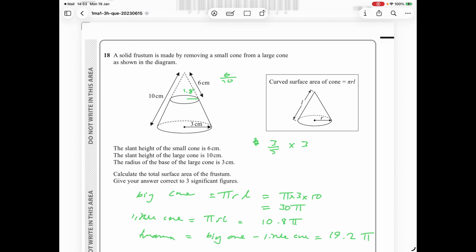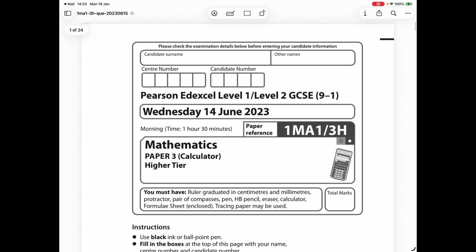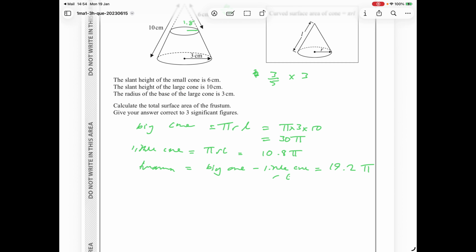And then we actually are going to have to times that by pi. And then we're going to have to convert it to standard decimal form. So it's 60.3. Oh, good Lord. Well, 60.3 centimetres squared. The curved bit of the surface area is 60.3 centimetres squared.